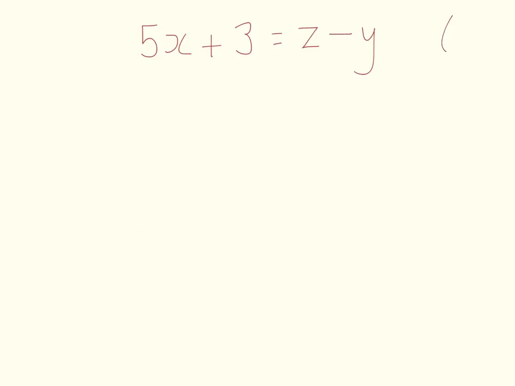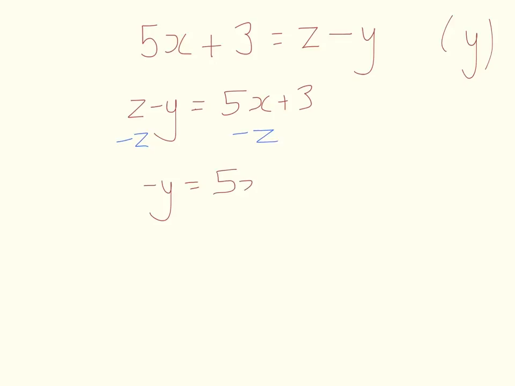Okay, here I've been asked to rearrange the subject of the formula to y. So I want to make it a y equals. Once again, I've got the y on the left hand side, so I'm just going to rewrite it so that it's on the left hand side. Sorry, I think it was on the right hand side to start with. Okay, so I have got a z on the left. I don't want it there, so I'm going to subtract z from both sides. I'm going to be left with minus y equals 5x plus 3 minus z.